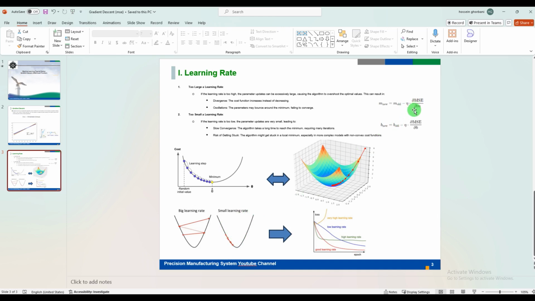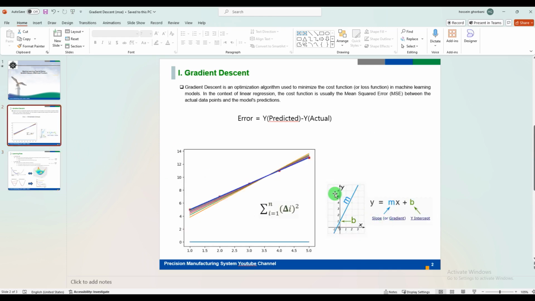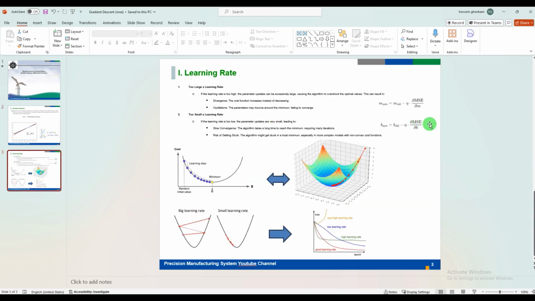Usually we show the learning rate with this sign. So what is the m and what is the b? As I showed you in this slide, m is our slope and b is our intercept. So the learning rate is denoted by this sign eta and determines the magnitude of update to the model's parameters, the slope m and the intercept b in linear regression during each iteration of gradient descent.